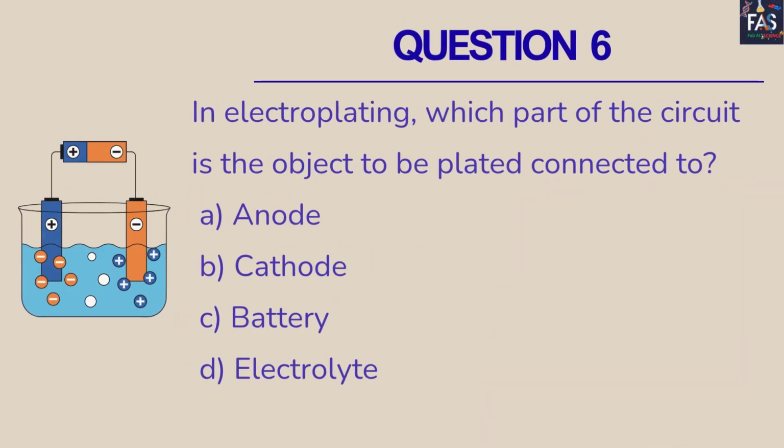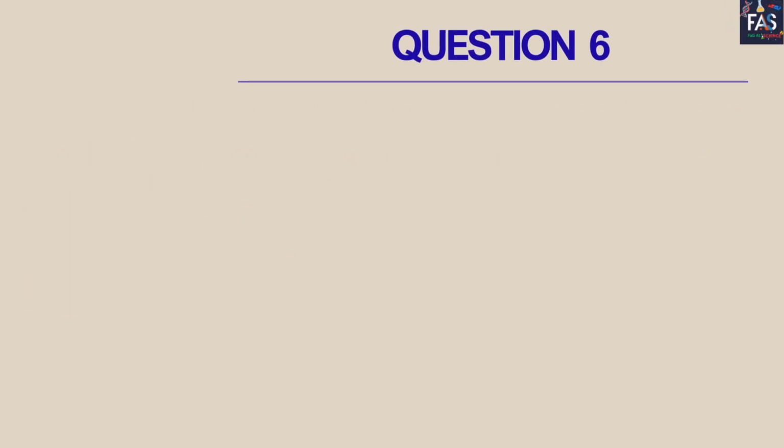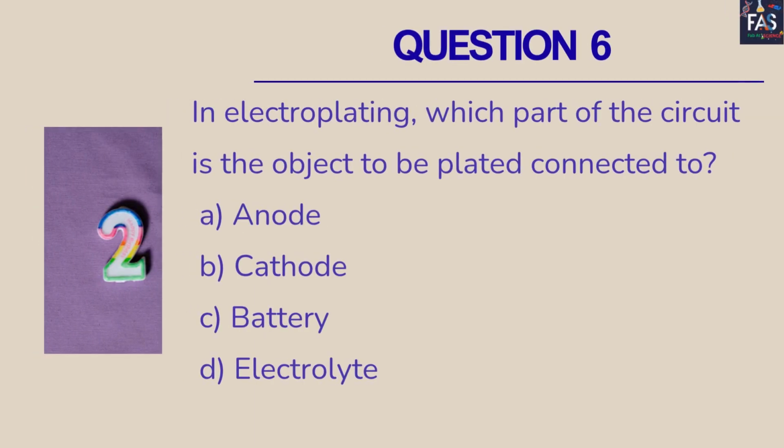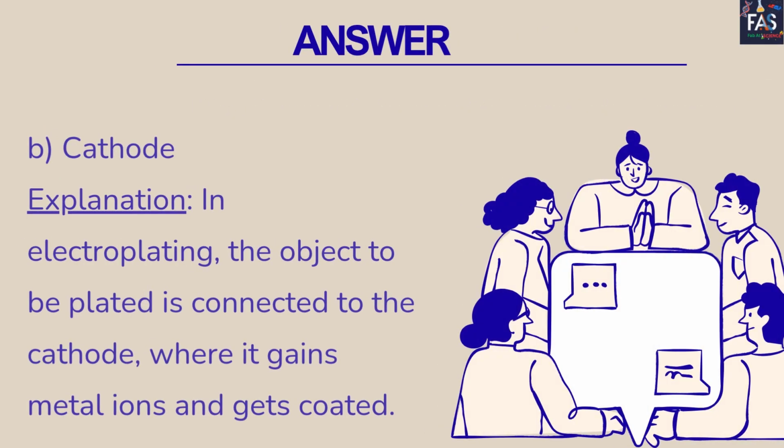Question 6. In electroplating, which part of the circuit is the object to be plated connected to? A. Anode. B. Cathode. C. Battery. D. Electrolyte. Answer B. Cathode. In electroplating, the object to be plated is connected to the cathode, where it gains metal ions and gets coated.